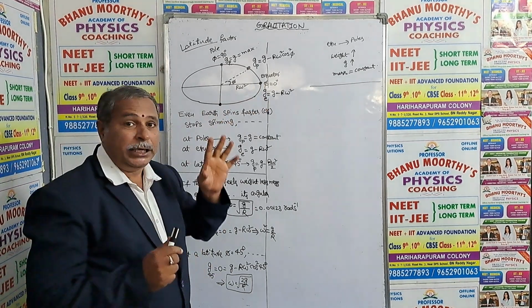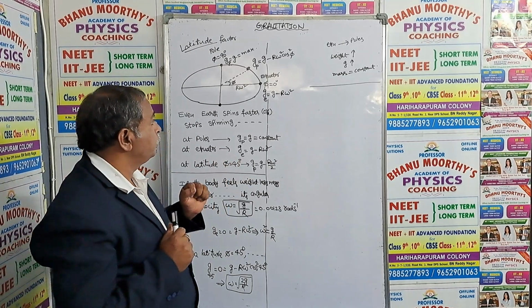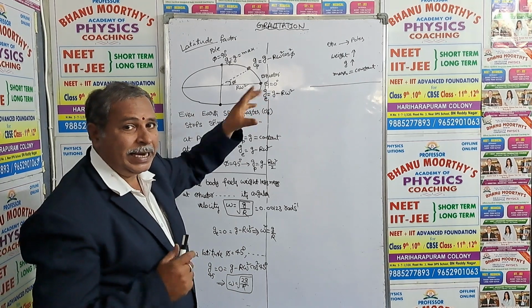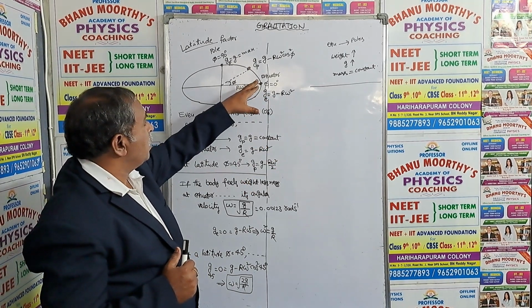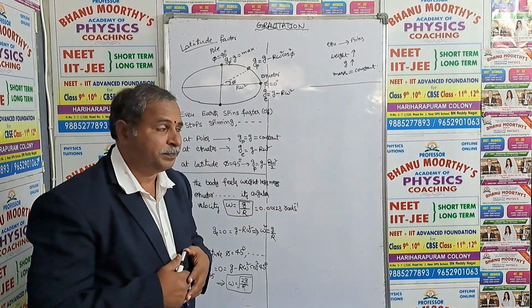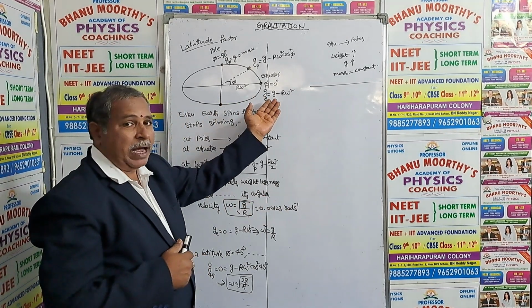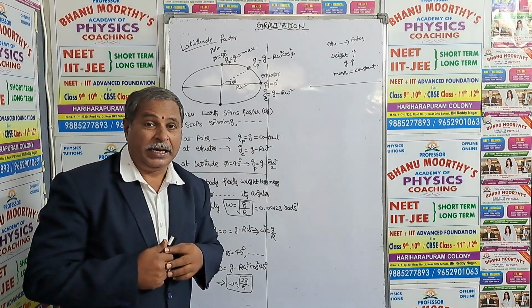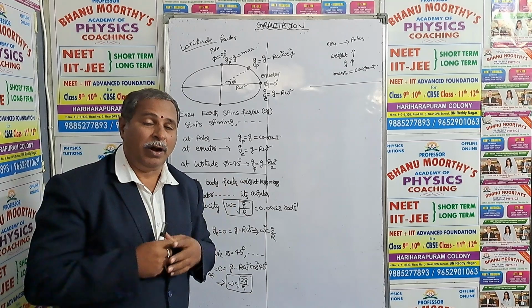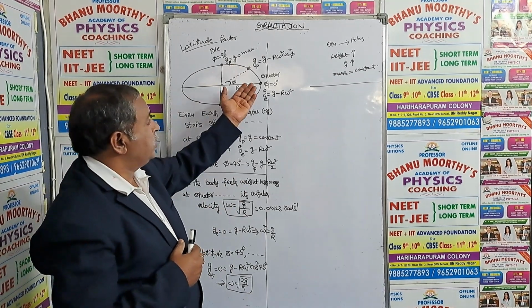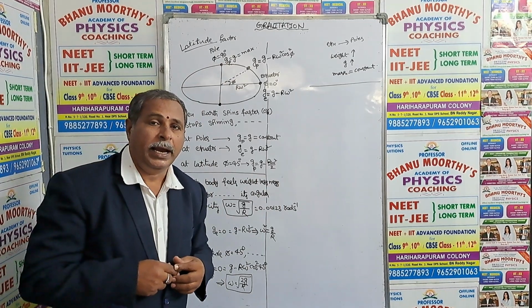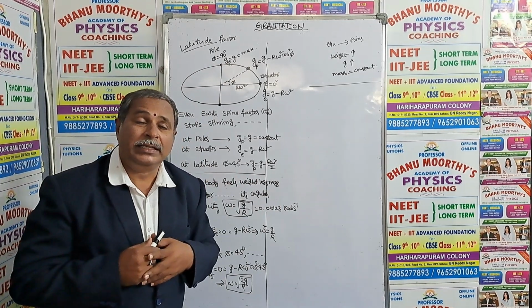Now at the equator, latitude is 0 degrees. If this line is on the equator, the angle is 0 degrees. If the body is at the poles, latitude is 90 degrees. So acceleration due to gravity at the equator is g minus r omega square. R is the radius of the Earth, omega is the angular velocity, and g is the acceleration due to gravity at the poles. It is maximum. At the poles, acceleration due to gravity is maximum.